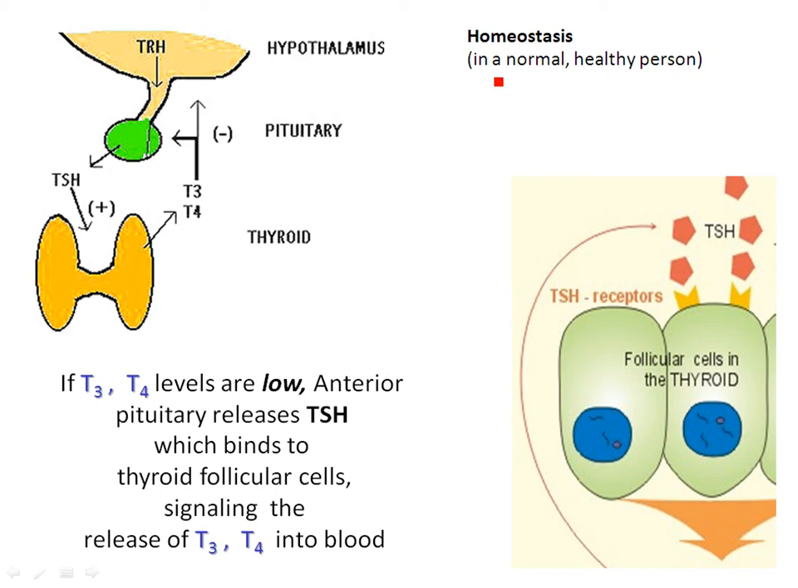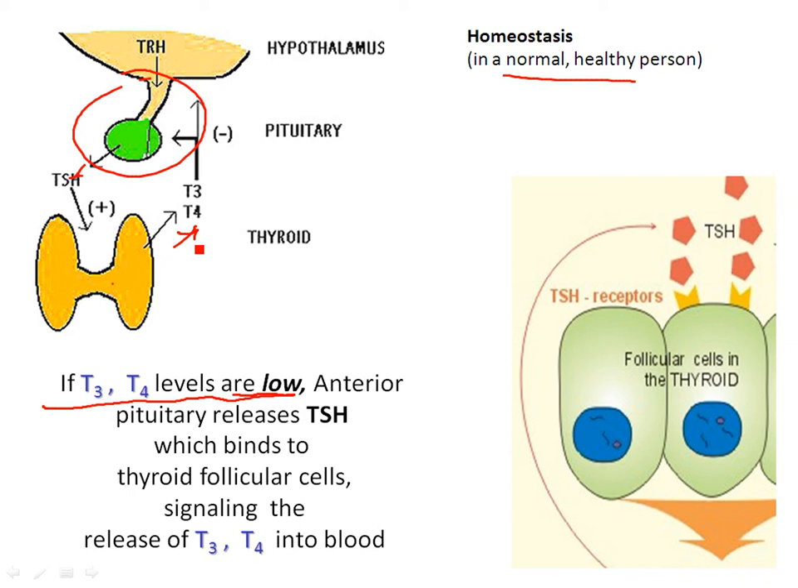Now, let's look at this normal, healthy person. If for some reason we don't have quite enough T3 and T4 in the bloodstream, the blood is going to be monitored, and we're going to pick this up here. The pituitary will then release some TSH, which tells the thyroid, I need a little bit more, so it will turn out more T3 and T4 until we've got balance achieved again.